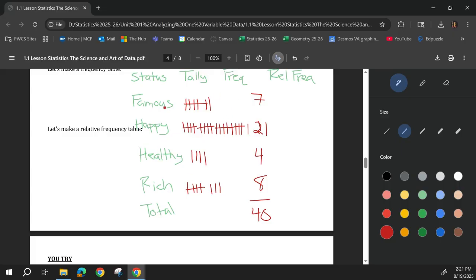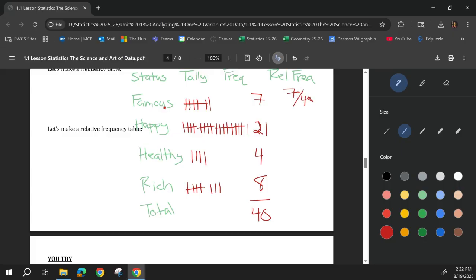The tally is nice because it sort of shows a picture of what our distribution looks like, and we'll talk about that more in the following lessons in this unit when we talk about how the distribution is shaped. This is going to give us a real clear picture of our largest category, happy, and our smallest category, healthy. Famous and rich were kind of the same, but still not the highest. The highest was happy.